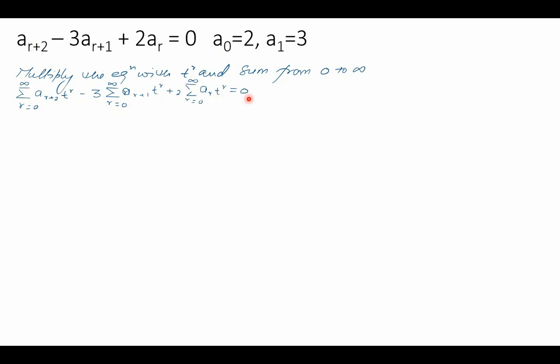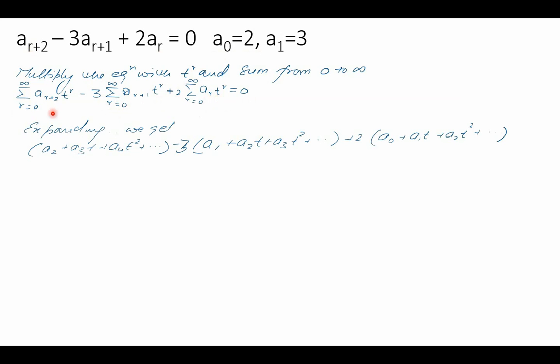Now what we'll do is expand it a little bit. Remember, r is starting from 0, but here I have r plus 2, so it becomes a2 plus a3t plus a4t square and so on. Similarly here, minus 3, this is r plus 1, so it becomes a1 plus a2t plus a3t square and so on. Once again, this is 2ar, so this becomes a0 plus a1t plus a2t square and so on. So I've simply expanded this series.